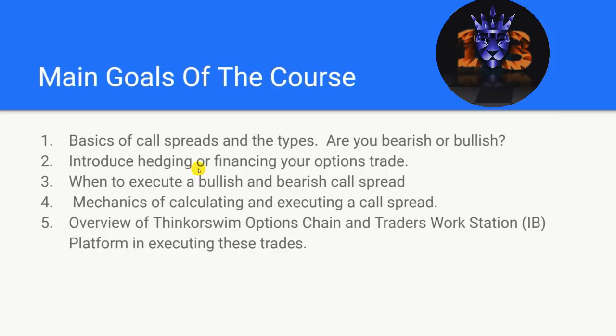So we want to go over when to execute a bullish and bearish call spread. Number 4, we want to look at the mechanics of calculating and executing a call spread. We will also go over the Thinkorswim options chain and Traders Workstation platform in executing these trades. And we want to go over these examples while the iron's hot. Today, when I'm making this video, is August 26, 2020. I hope this resonates well.